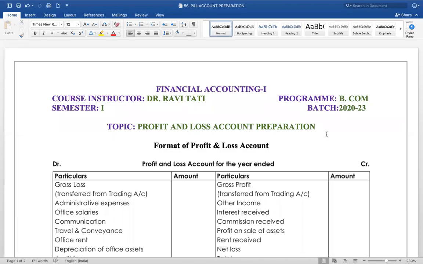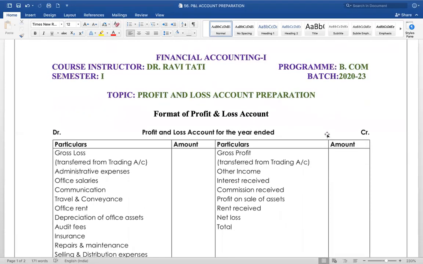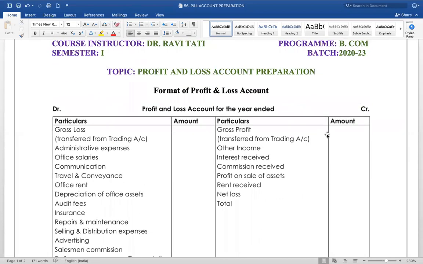Good morning once again. Today we are going to talk about how we prepare the profit and loss account to ascertain the profit or loss. And this is the format for profit and loss account preparation.